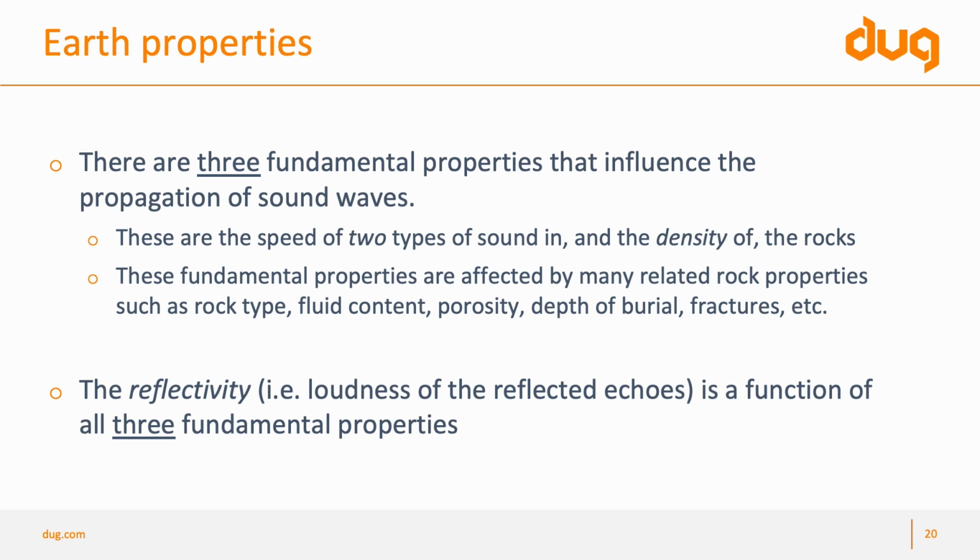There are three fundamental Earth model properties that influence the propagation of sound waves. These are the speed of two different types of sound in rock, as well as the density of the rocks. These fundamental properties are affected by many related rock properties such as rock type, fluid content, porosity, depth of burial, fractures, and so forth. The reflectivity, the loudness of the reflected echoes, is a function of all three fundamental properties.